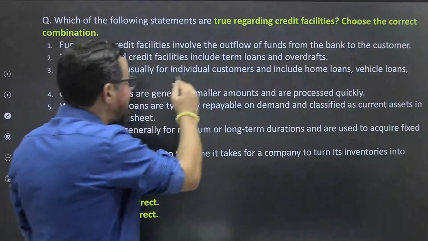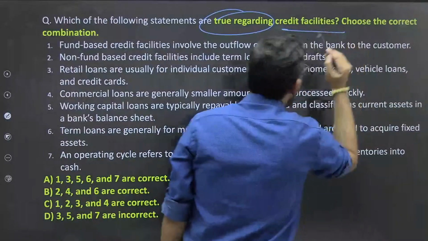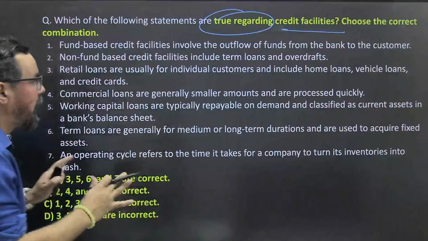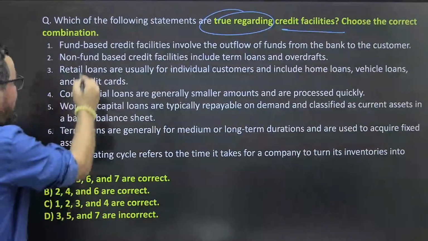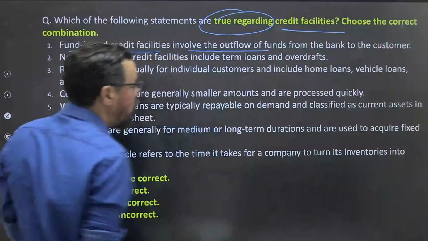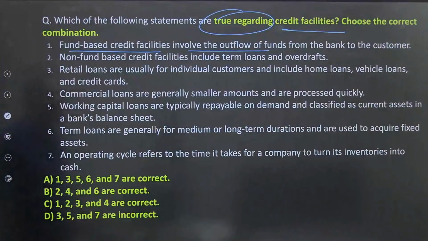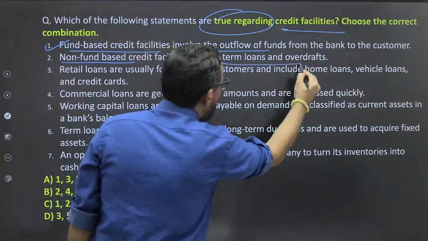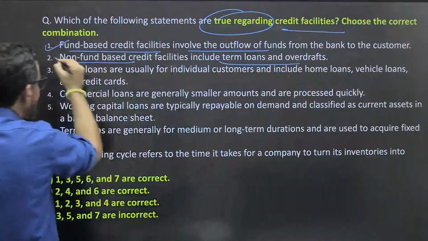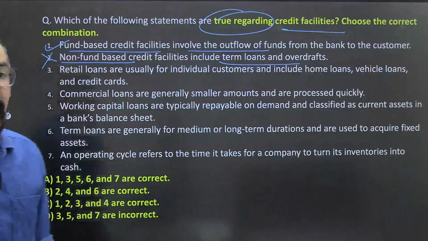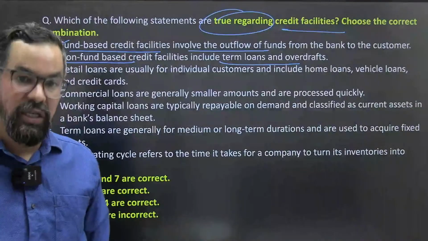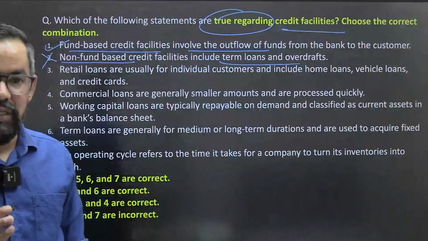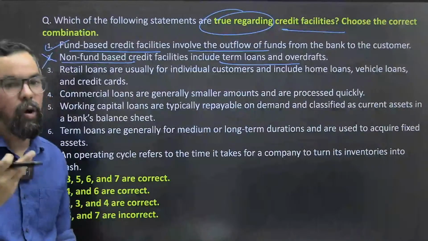Which of the following statements is true regarding credit facilities? Very easy question. We have fund based, we have non-fund based. Fund based credit facilities involve the outflow of funds from the bank to customers. 100% true. Non-fund based credit facilities include term loan and overdraft. No, this is wrong. Non-fund based are basically guarantees provided by the bank. They are contingent in nature, right? So it can be an LC or any other sort of guarantee which is provided by the bank, and they are generally part of off-balance sheet exposures.